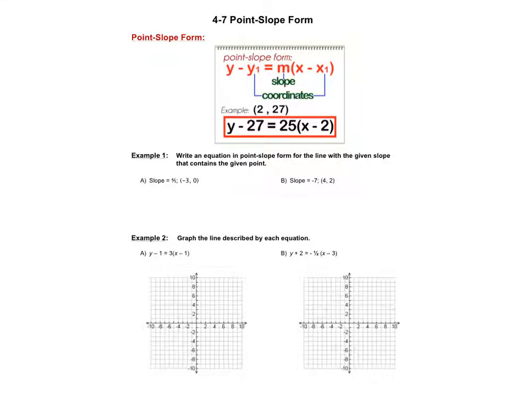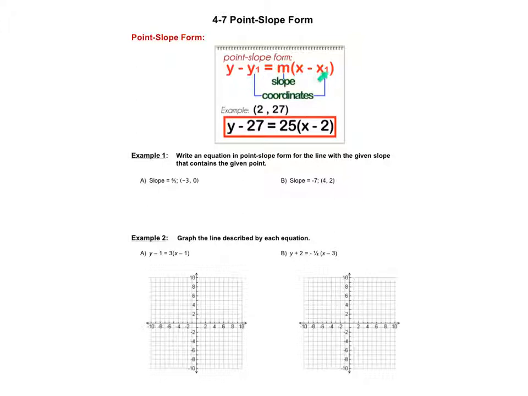This is 4-7 point slope form. The point slope form of an equation of a line helps us to write an equation in slope intercept form. It's really very helpful. This is something that you definitely want to make sure that you learn and understand well, because we're going to use it in geometry, algebra 2, and further math classes as well. In order to use point slope form, we need to have both a point and a slope.